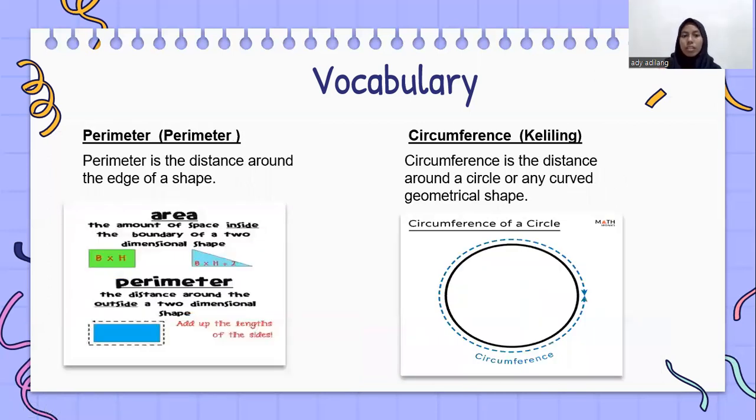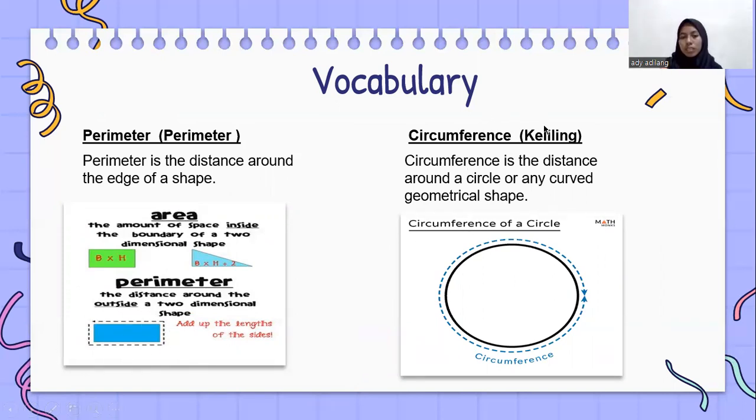Next, perimeter, or also perimeter in Indonesian language. Perimeter is the distance around the edge of a shape. This one, the dot line, is the perimeter.